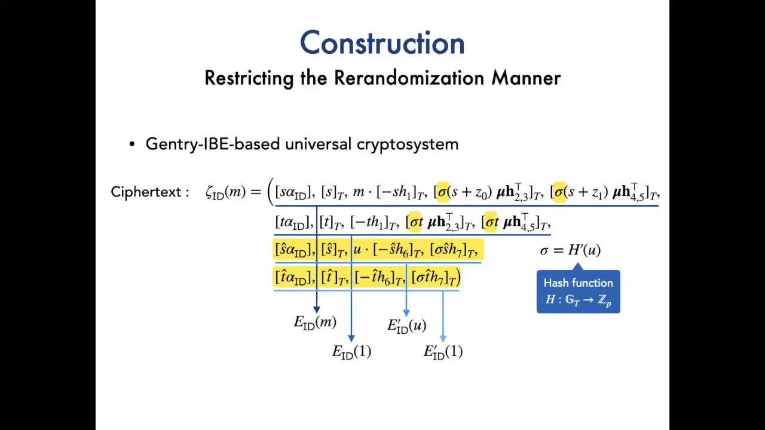To restrict the randomization further, we mask the validity checking part with a secret value U and encapsulate U with another two strands, E'_IDU and E'_ID1. The random value U shared among those four strands prevents the adversary from obtaining a valid ciphertext by mixing strands from different ciphertexts or randomizing strands with public parameters. Now, there is only one way to randomize the ciphertext.